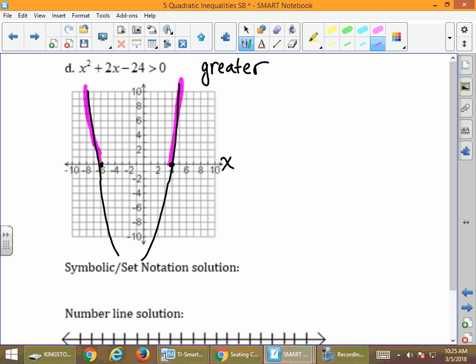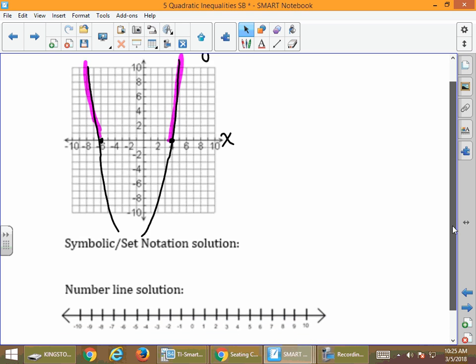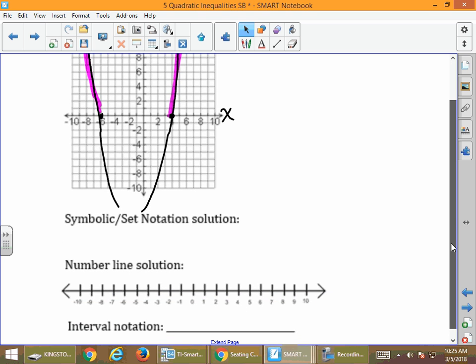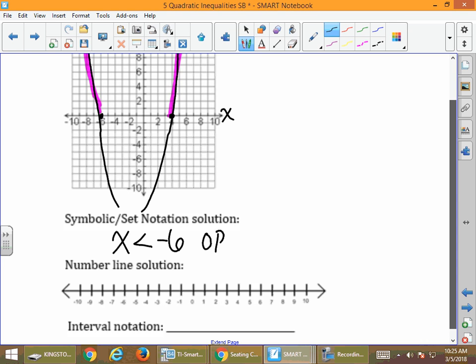And we put 2 highlights into our problem. So when we fill this in here, it's going to be x is less than -6. And I need to look and see, does it have equals? No. Or x is greater than 4.